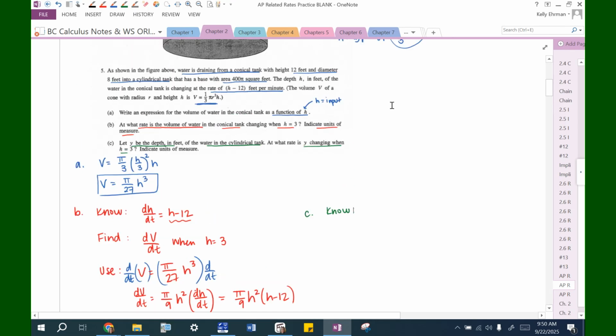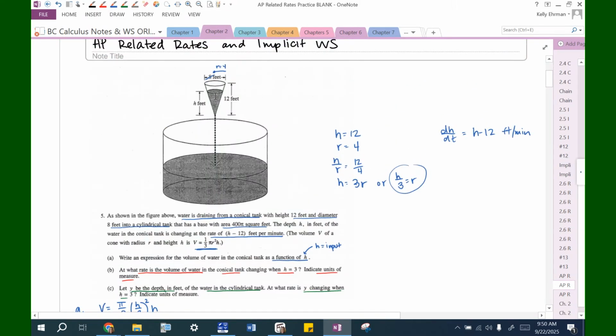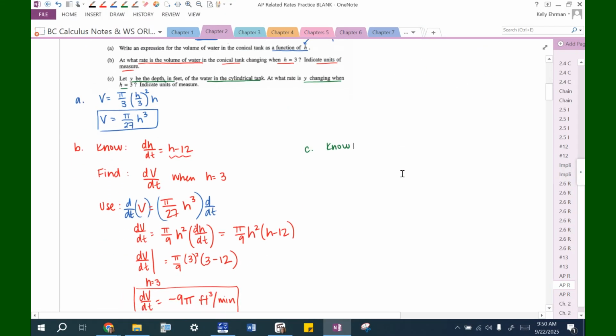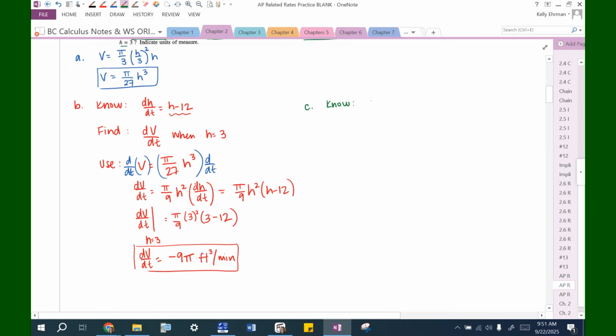Well, let's think about this first of all. The rate at which the volume of water is leaving the cone is the same rate at which the volume of water is entering the cylinder. Because I just did part T, I do know that dV/dt for the cylinder, you don't have to specify this for your AP test, is equal to positive 9 pi cubic feet per minute. And that's because the water leaving the cone is entering the cylinder, so they're leaving and entering at the same rate.